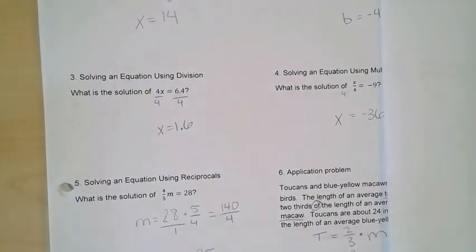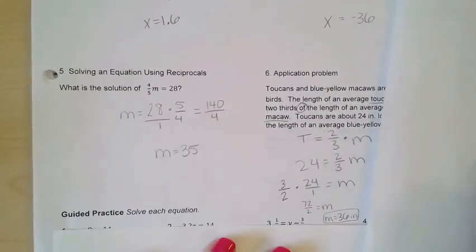Okay, so then I multiply the top. So I get 3 times 24, which is 72, divided by 2, because 2 times 1 is 2. And can I simplify 72 divided by 2? Sure. That's going to give me 36 inches. So the average yellow, blue, and yellow macaw is going to be 36 inches long. Sorry, you couldn't see that.